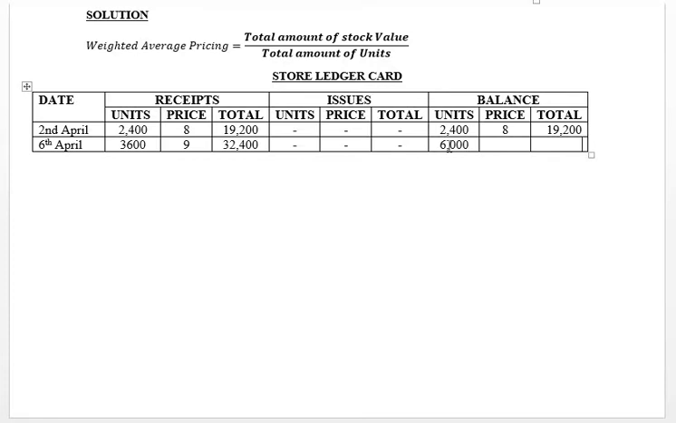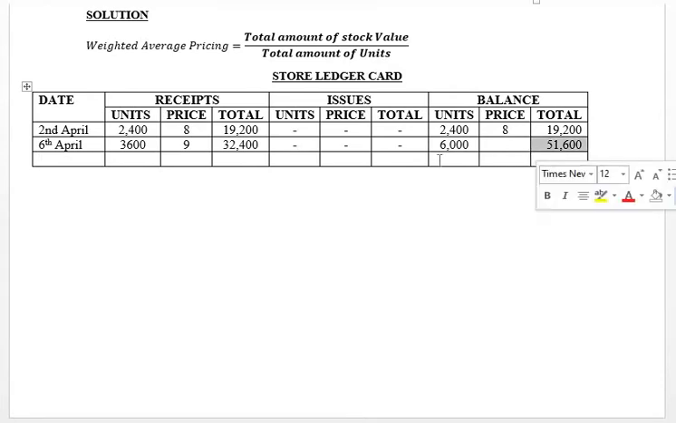To get the total stock value received on those two days, we add the first stock value, which was 19,200, to the second stock value, which is 32,400. When the two are added, it brings 51,600. To get the weighted average price, we divide the total stock value by the total units. So 51,600 divided by 6,000 brings 8 shillings and 60 cents.